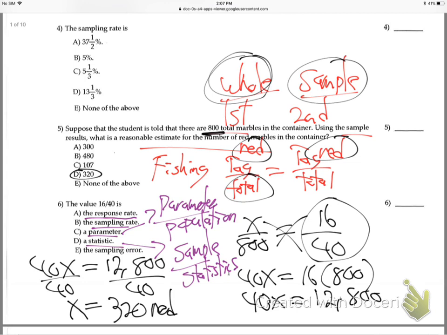So 16 over 40, that's the sample number. Those are samples. So it's a statistic. That's what it is. It's a statistic, because we know 16 and 40 come from the sample numbers. Good?